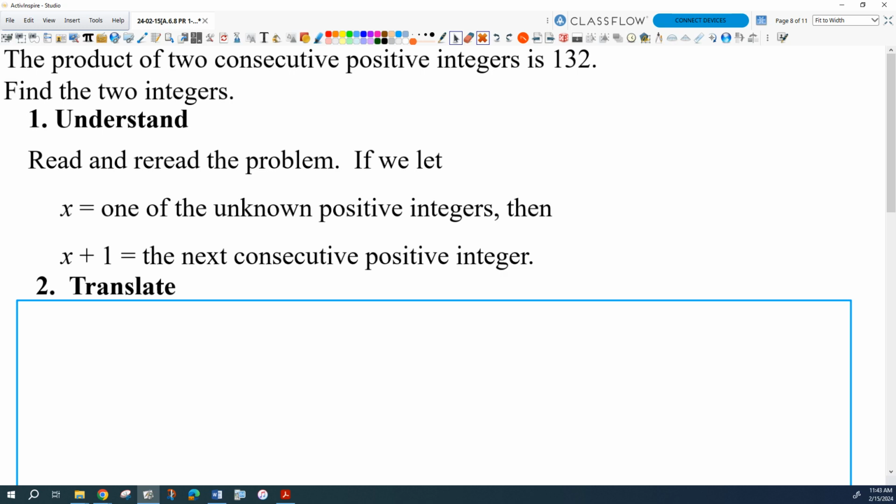Okay, so then we've got our variables, x and x plus 1. Those are my first and second consecutive integers. How are we going to turn this into an equation so we can just focus on math? Well, let's take this statement up here. The product of 2 consecutive positive integers, product means what? Multiplication. So what is that going to be? If my integers are x and x plus 1, what's the product of the 2?